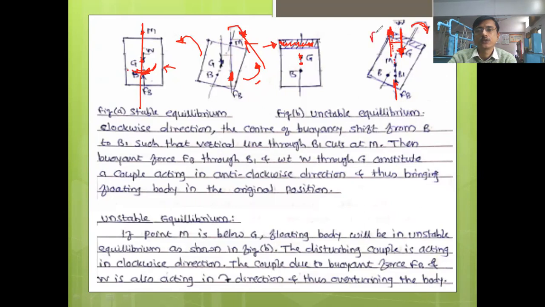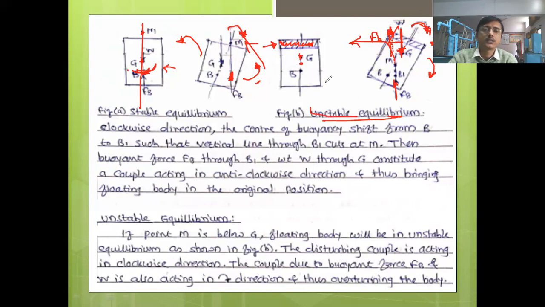Clockwise. It is clockwise. So whether it is countering this effect, will it counter this clockwise moment? It will not counter the effect of this moment, rather it will help to rotate this object further in this direction. Okay, this is clockwise and this is also clockwise. So this object will not come back to its original position, it will rotate in the clockwise direction only, and that's why it is an unstable equilibrium.